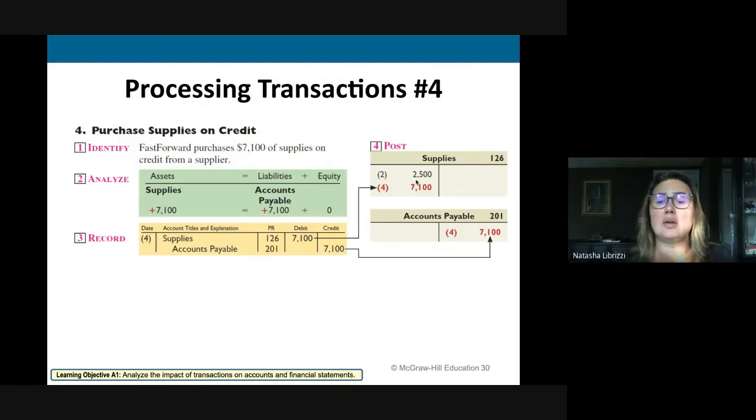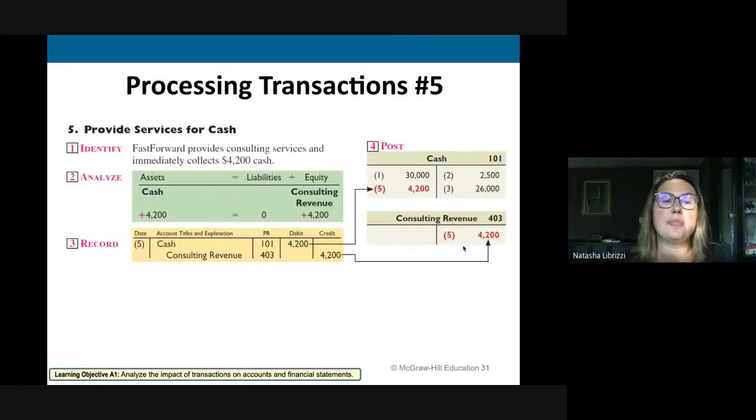Under the supplies category, I'm going to debit. I'm just posting it. We call it posted to the general ledger. This is your general ledger. 7,100, and then you're going to increase your accounts payable for 7,100.